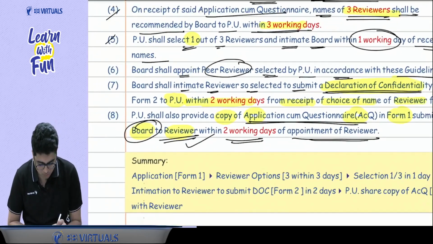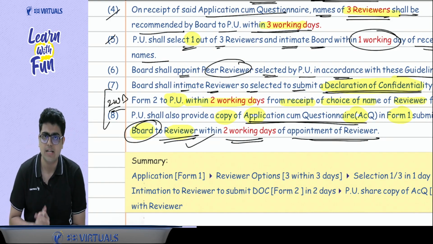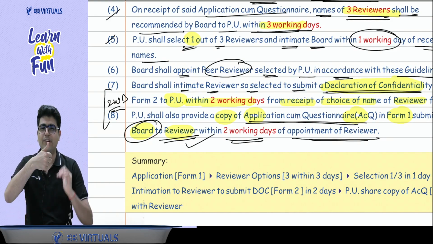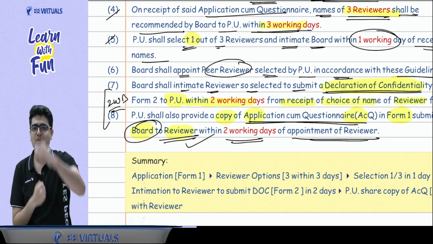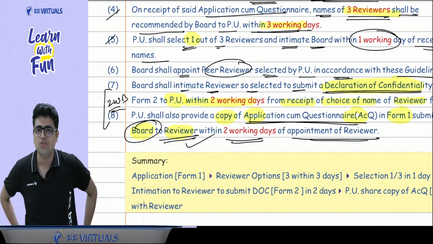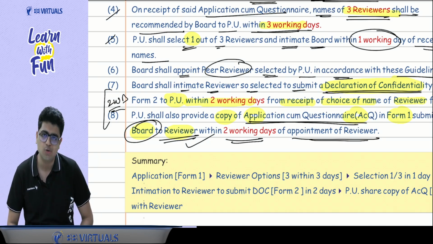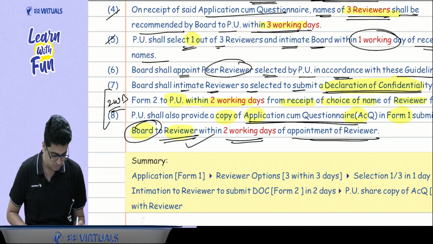So these last 2 points have 2 working days in common. The first point being declaration of confidentiality, 2 days. Declaration of confidentiality, do it with me: 2 days. And the second point is copy of application cum questionnaire also needs to be given to the peer reviewer within 2 working days of the appointment of reviewer.